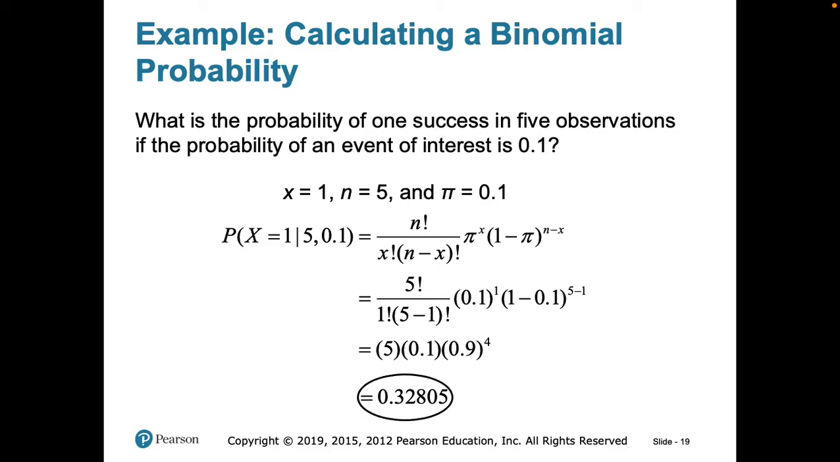All right, here is an example. What is the probability of one success in 5 observations if the probability of an event of interest is 0.1? So basically, in this case, it's telling us our p is 0.1, our number of observations n is 5, and our x is 1. Once we do the n factorial divided by x factorial times n minus x factorial, we can get the formula. After you do all of that, we get 0.32805.